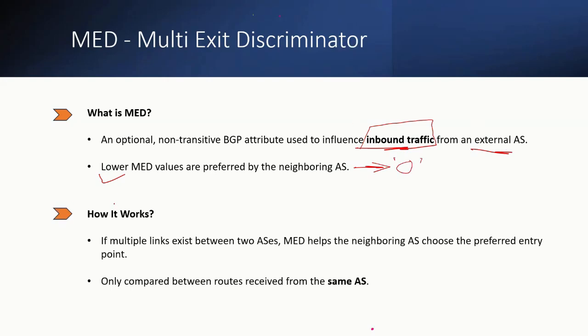So how does it work? If there are multiple links between two AS, this attribute chooses the preferred entry point by comparing the MED value. The lower one is the preferred one. It only compares between routes coming from the same autonomous system number. Okay, so this is the MED. Let's understand this more with a practical example.